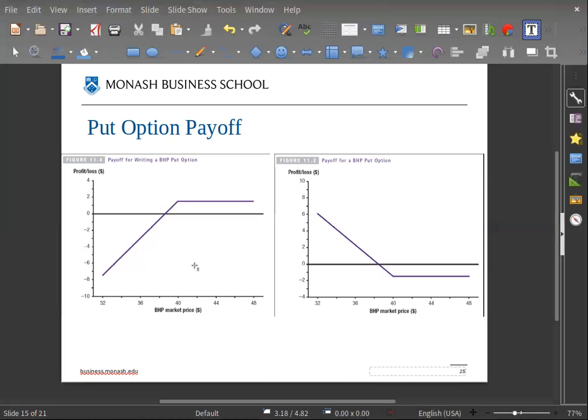Of course, the entire thing would be flipped from the option writer's point of view. And you can see on the left-hand side that they're losing money when the price goes down. But when prices go above 38, they start making money.